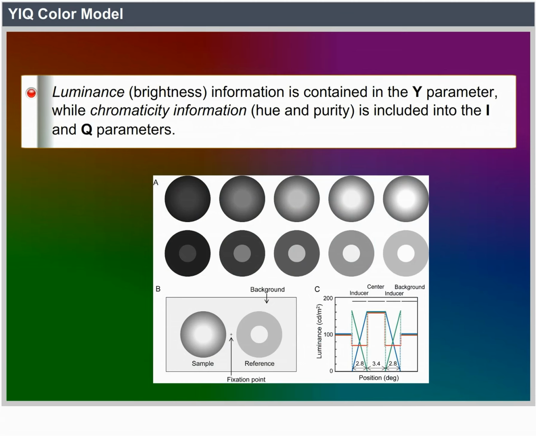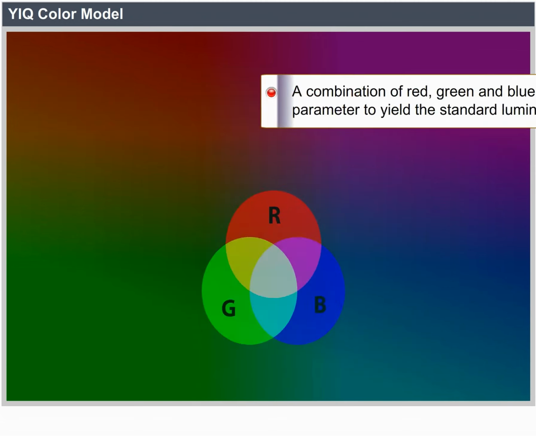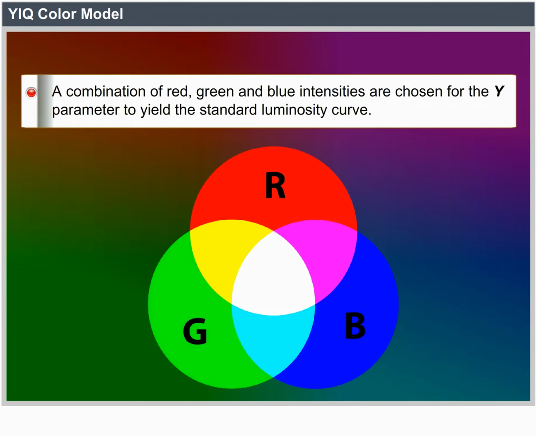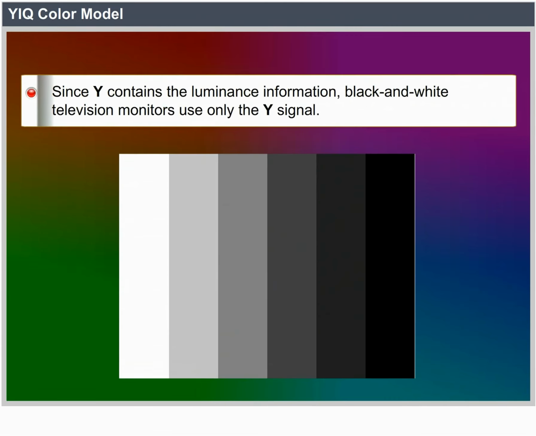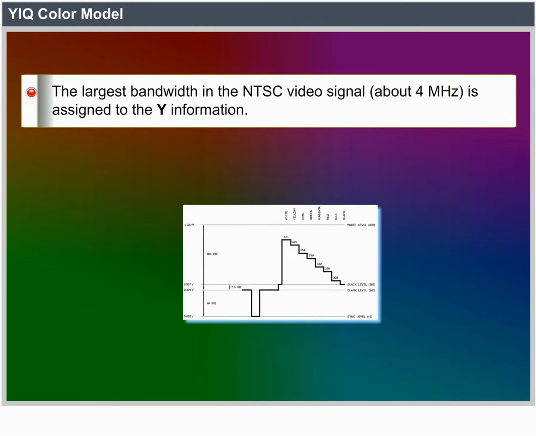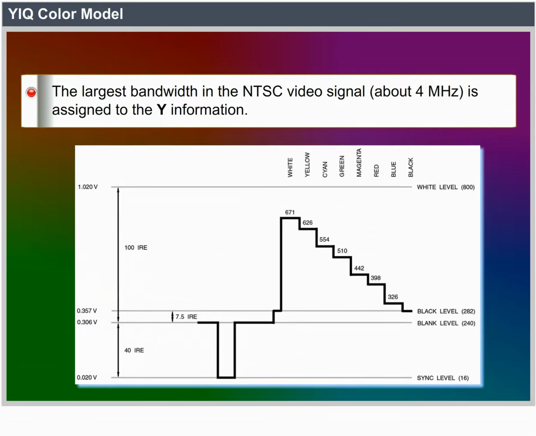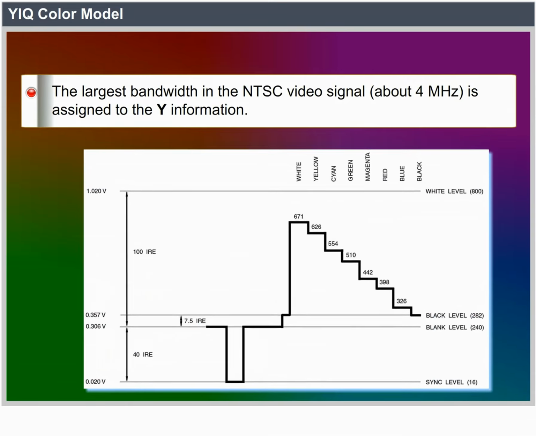Luminance, brightness information, is contained in the Y parameter, while chromaticity information, hue and purity, is incorporated in the I and Q parameters. A combination of red, green and blue intensities are chosen for the Y parameter to yield the standard luminosity curve. Since Y contains luminance information, black and white television monitors use only the Y signal. The largest bandwidth in the NTSC video signal, about 4 MHz, is assigned to the Y information.